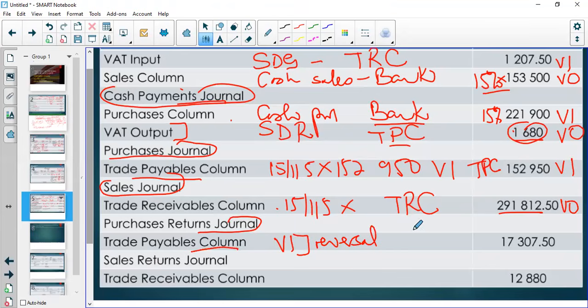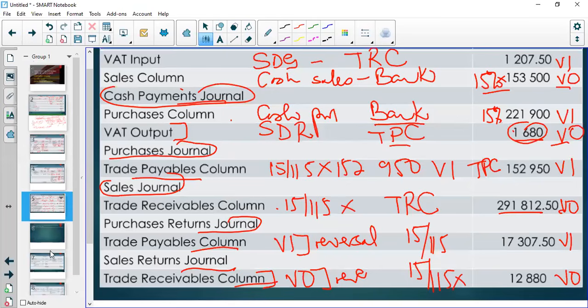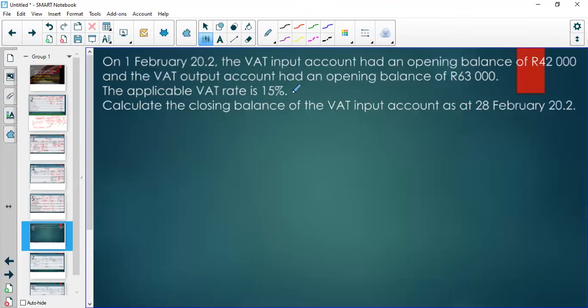And the trade payables column is inclusive, so it's going to be 15 over 115. This is VAT input. The same applies to the sales returns. The trade receivables column VAT output that is being reversed, and the trade receivables column is inclusive of VAT. Right. So eventually you take all those amounts for VAT output and you're going to put them there. So these are the opening balances, which are not important.